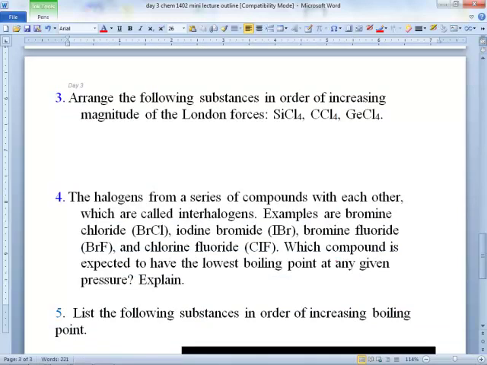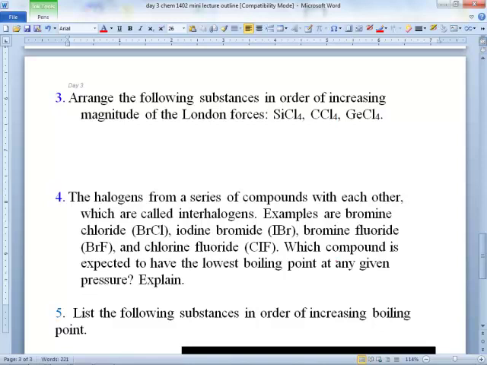Arrange the following substances in order of increasing magnitude of London forces. They could have said in order of increasing boiling point, increasing surface tension, increasing enthalpy of vaporization. They just want to get down to what's really going on. Increasing London forces. Which one would be the weakest?